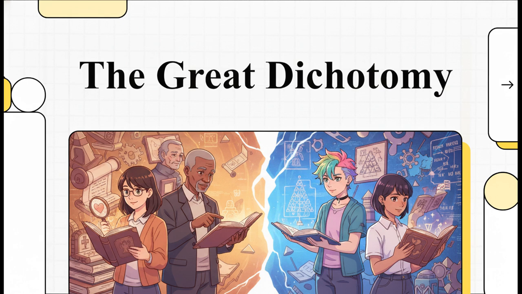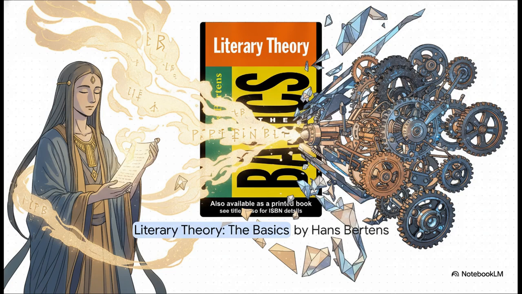Today we're exploring a monumental clash of ideas that totally shaped modern education. It is the Great Dichotomy, reading for meaning versus reading for form. We are anchoring our entire journey today in Hans Bertens' absolutely brilliant guide, Literary Theory: The Basics.